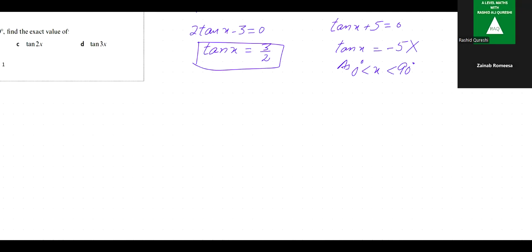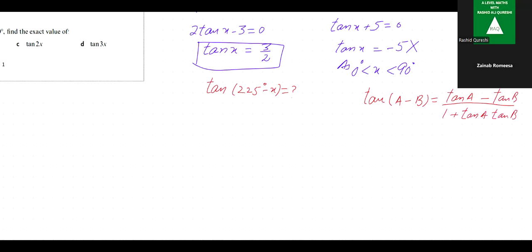So now you have to find tan of 225 degree minus x, that is the required answer. You have to calculate. Before that, we must have this formula: tan of a minus b is equal to tan of a minus tan of b divided by 1 plus tan of a into tan of b. So I have to use this formula. Then I will calculate over here.